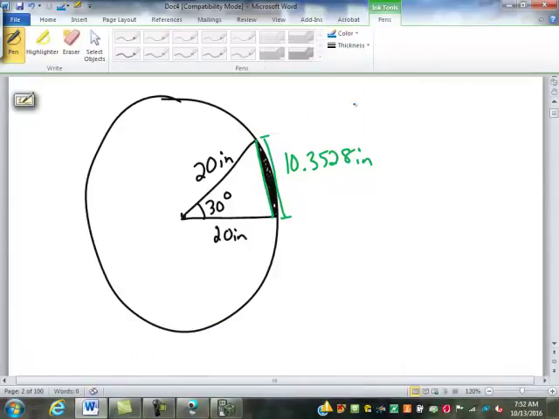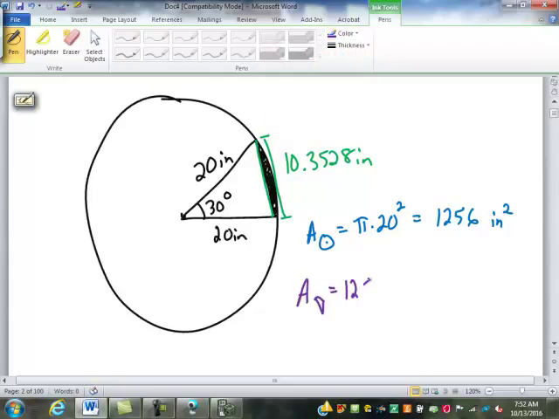Where do you start on this? Okay, we're going to find the area of the sector, but to find that, we first start with the area of the circle. You're right. So pi times 20 squared, which is what? 1,256 inches squared. Then we use that to find the area of the sector. So 1256 inches squared times 30/360. Very good. Which is going to be 104.67 inches squared. So that's the area of our sector.